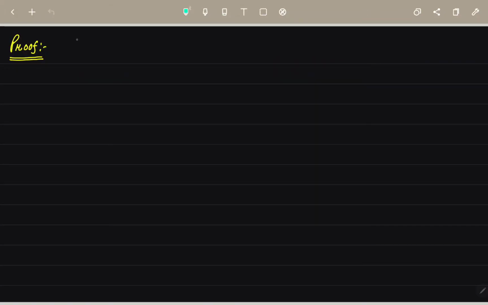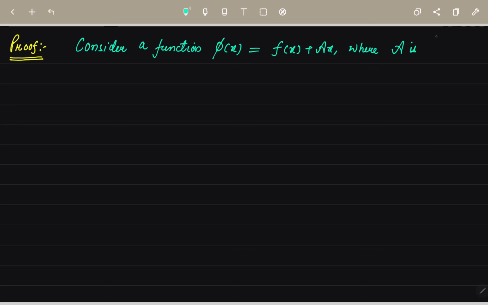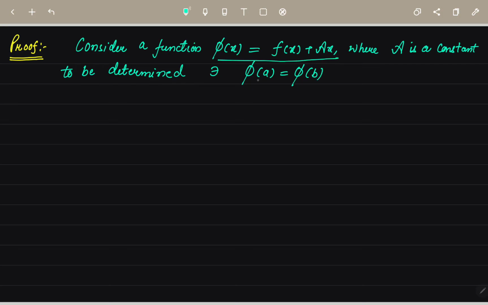For the proof, first of all I will consider a function, which I denote by phi of x, and this is equal to f of x plus a x, where a is a constant to be determined such that phi at a is equal to phi at b, meaning the value of this function at a is equal to the value of the function at b. Name this equation number 1.